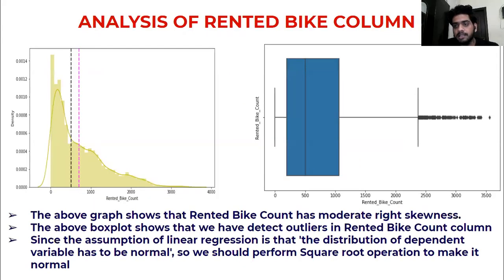Next is the analysis of our target variable, that is the rented bike count column. In the graph on the left side, the rented bike count has moderate right skewness, and the right graph, that is the box plot, shows that we have detected outliers in the rented bike column. Since the assumption of linear regression is that the distribution of the dependent variable has to be normal, we should perform a square root operation to make it normal.